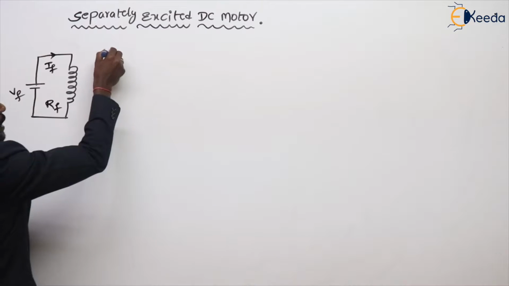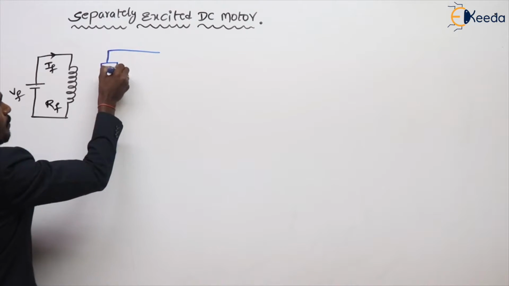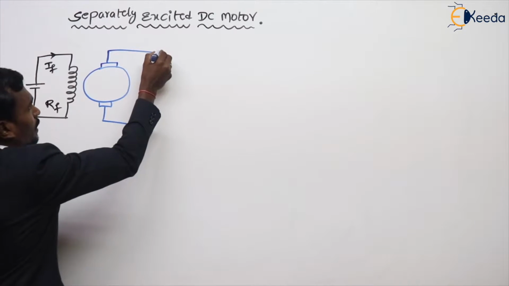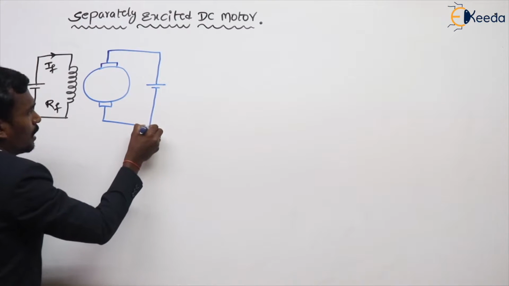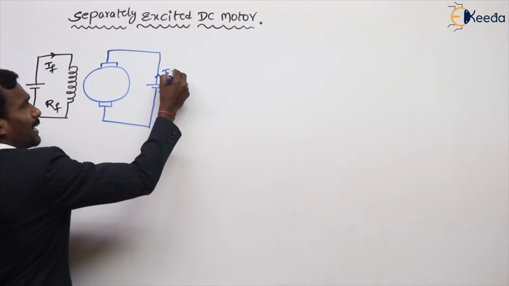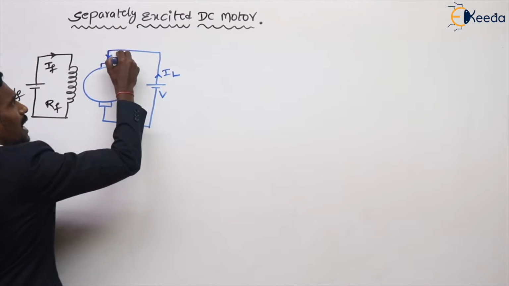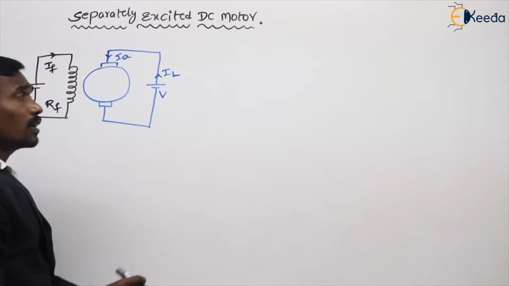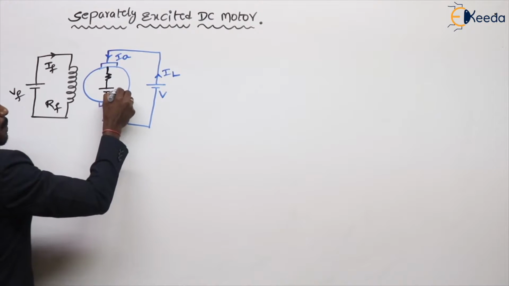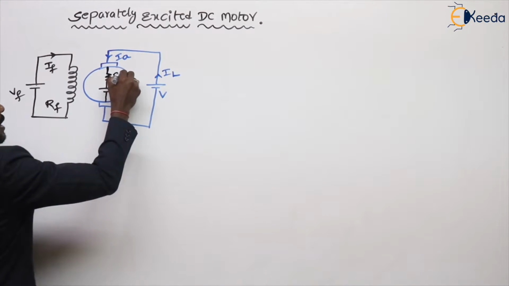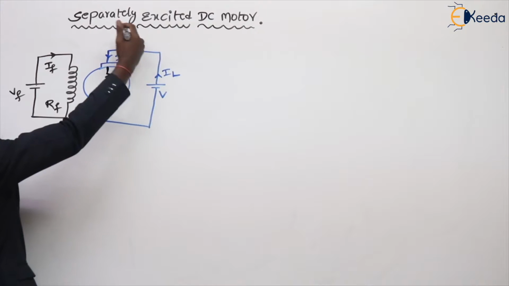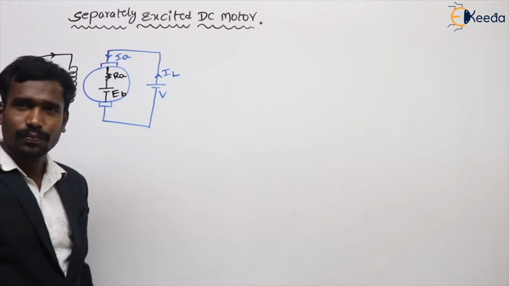And here we have the armature, like this. This is my armature with the supply voltage V, and here the line current IL, here the armature current IA. We also have the armature parameters, that is the back EMF EB and the armature resistance RA. This is the diagram for the separately excited motor. That's why it is taking the current.